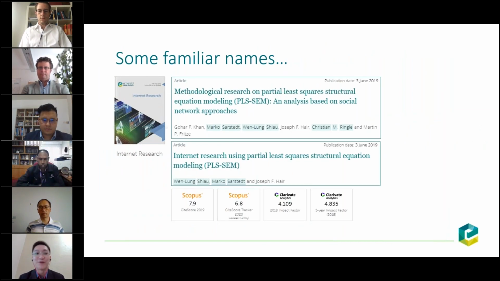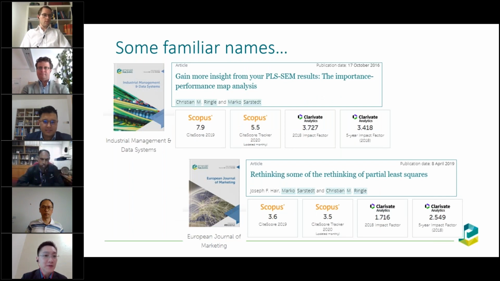I would go forward with some familiar names, names and faces of people that you are seeing right now. We have Prof. Christian, Prof. Marco, Prof. Siang in one of the papers published together last year, June, in the Internet Research, and also Prof. Siang and Prof. Marco published another paper in the same Internet Research as well. Others, familiar names, of course, you can't run away from Prof. Christian and Prof. Marco, with another paper in Industrial Management and Data Systems. The other one, European Journal of Marketing, you have seen in one of the slides earlier when both Prof. Christian and Prof. Marco were presenting.